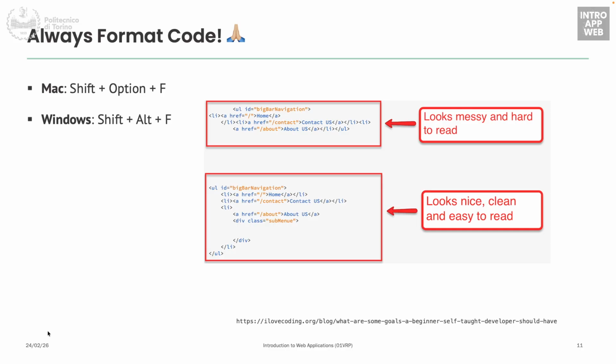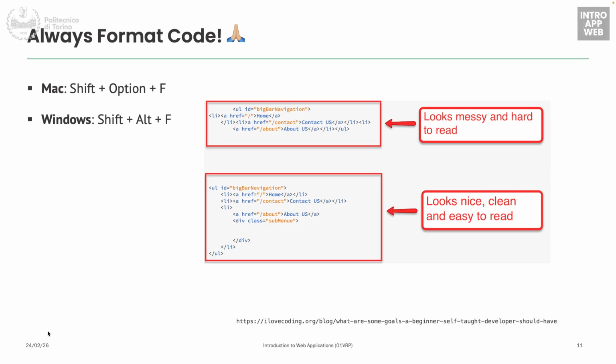So please, please, please always format the code, okay? What does format the code mean in this case? It means to align all of the start of the lines based on the levels within the nested tree. Okay.